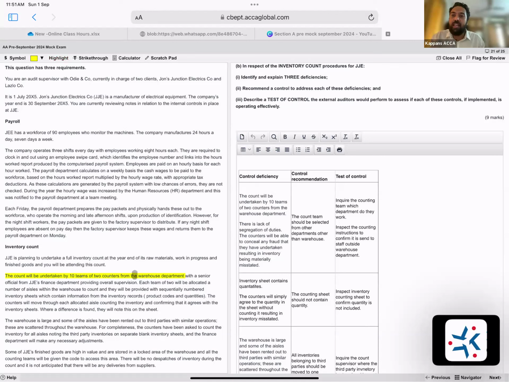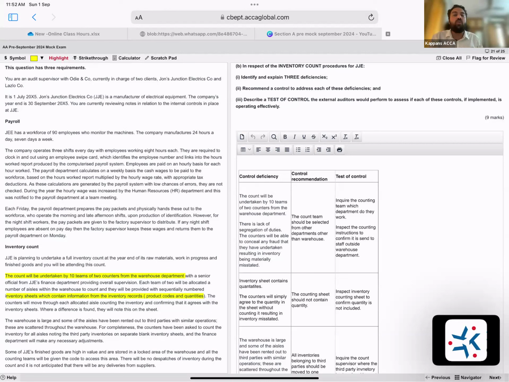Now moving forward. Each team of 2 will be allocated a number of aisles within the warehouse to count, and they will be provided with sequentially numbered inventory sheets, which contain information from inventory record, product codes, and quantities. That is a deficiency. Inventory sheet contain quantities. So how will you explain that deficiency? If the quantity is mentioned, the counters will simply agree to the quantity without actually counting it, which will result in inventory being materially misstated.